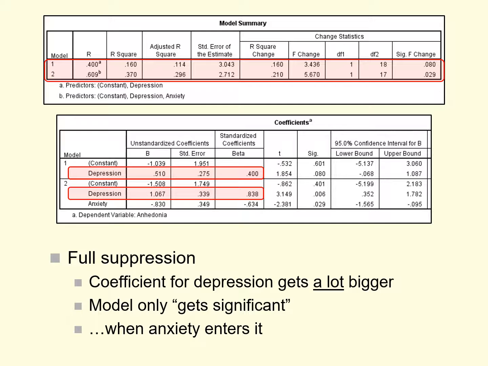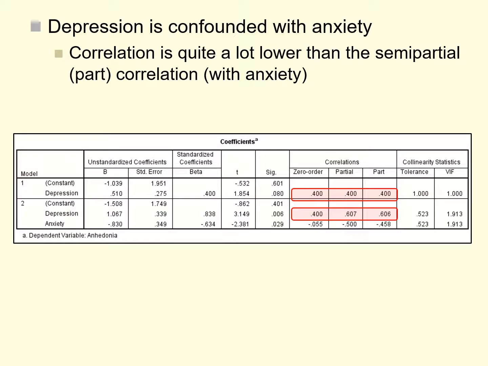Depression just doesn't really seem to do much on its own, but then you add anxiety in and bang, depression does a lot. Some people would call this full suppression. It's interesting to note that depression is quite confounded with anxiety. If we look at the zero-order correlation, it's quite a bit lower than the semipartial or part correlation between depression and anhedonia, controlling for anxiety. So this is further evidence of a suppression effect.